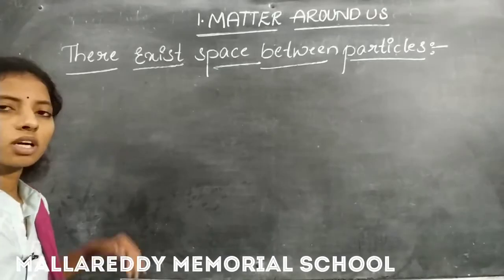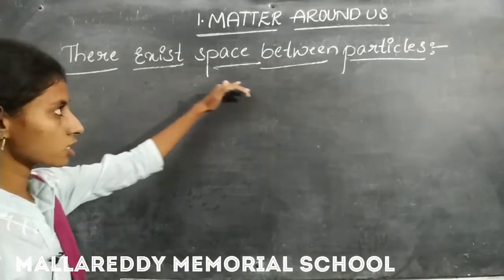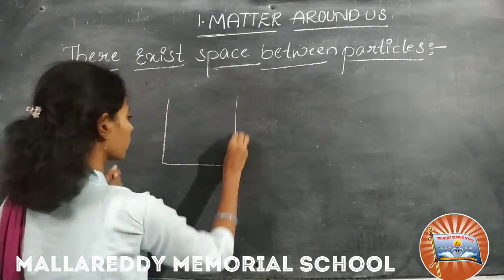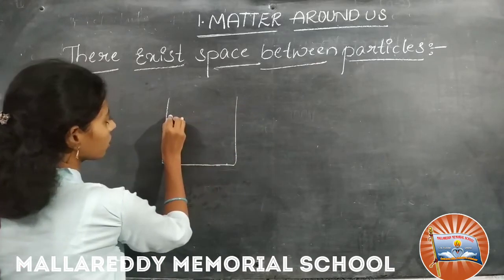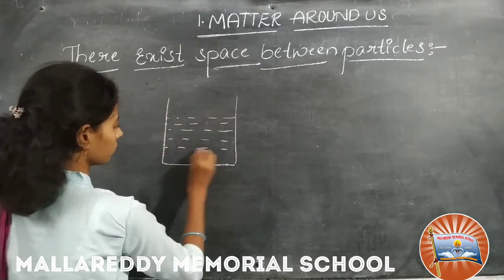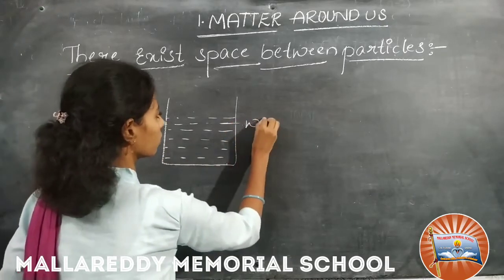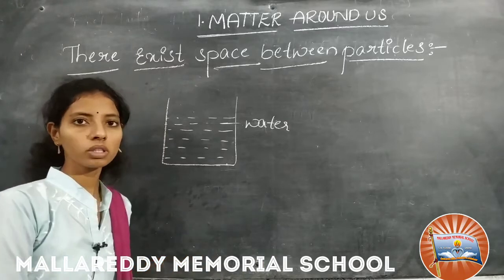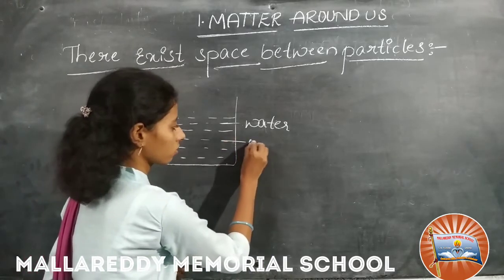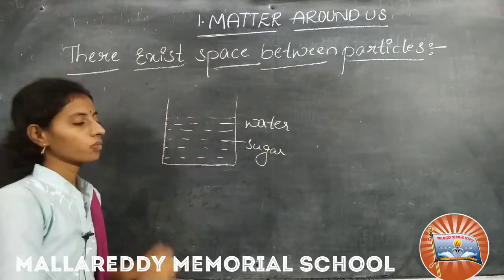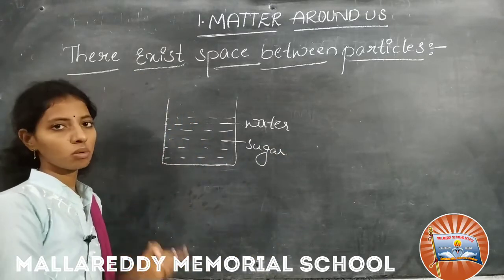Now see the next one. There exists space between particles. So for this we have to take one graduated beaker. In this we have to take water. To this water we have to add sugar or salt particles. Now after some time the sugar will completely dissolve in the water.